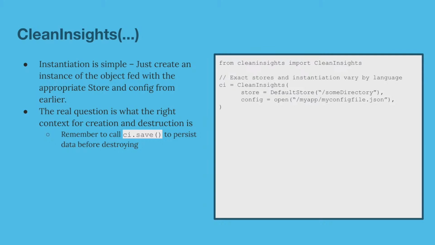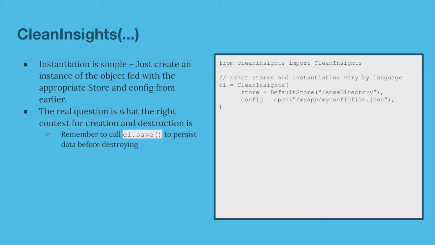The real question that you're going to have in any app of significant size is, when is the right time to create and destroy it and pass that object around your application? I tend to find the singleton approach is quite nice and makes it available throughout the application, but there's nothing that makes that inherently right.